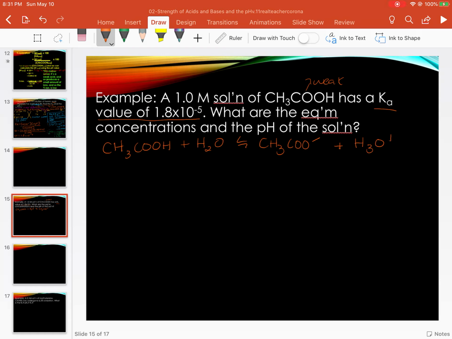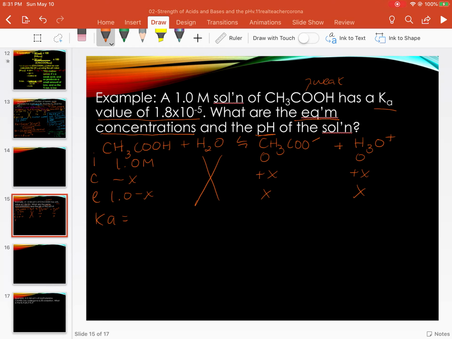Again, an acid's a donor to the water. 1 molar, cross out the water, 0, 0, minus x, 1 minus x, plus x, x. Okay, but this time we are asked to find the equilibrium concentrations and we're asked to find the pH, but we're given the Ka. So that means we are going to use our equilibrium expression to solve for x, and then we're going to find pH.